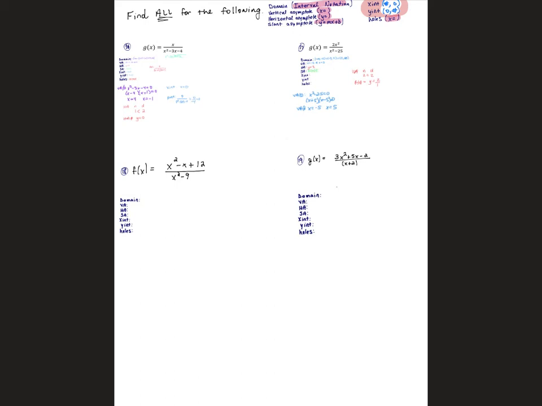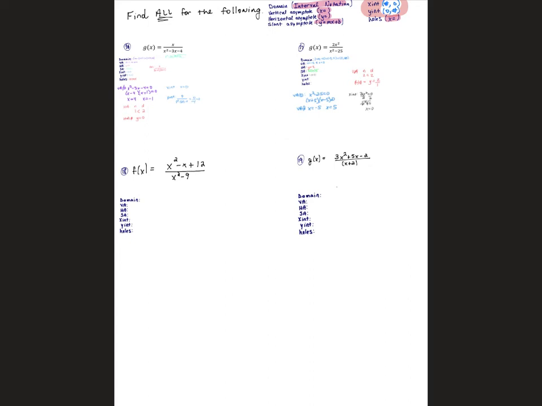If I'm going to find intercepts, my x-intercept, we set the numerator equal to 0. So divide both sides by 2. X squared equals 0. Take the square root. You get x equals 0. We write that as an ordered pair as (0, 0).